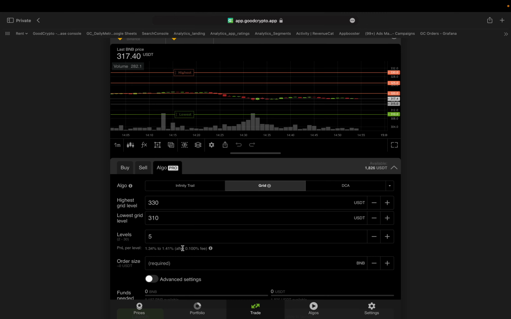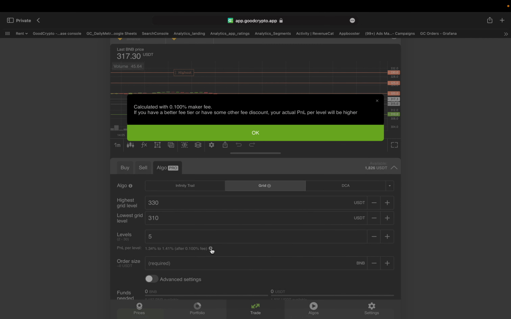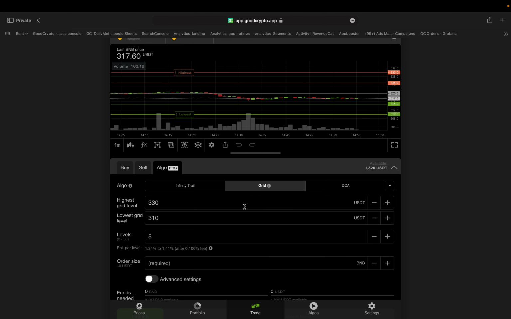In case you are a frequent trader and you have an advanced fee tier and your actual fees are lower, then the PNL will be higher. So that's something that we explain here. You just have to understand that if you're just starting trading, you will probably have the basic fee tier. You don't have to worry about that. That's exactly the fee that you will be paying, and the calculation is 100% correct for you.